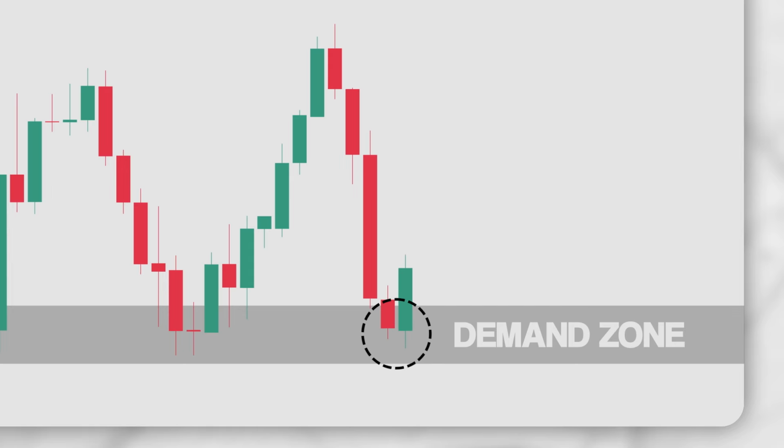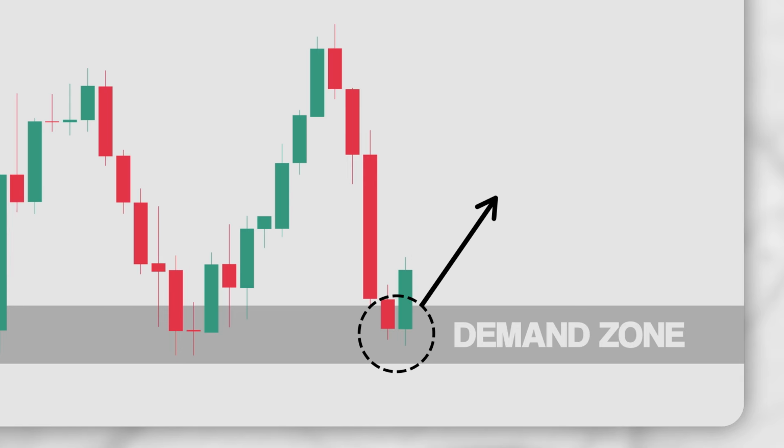Later, we can see price returning to this demand zone once again. This time, it forms a reversal pattern in the form of a bullish engulfing. This tells us that the demand zone is still valid and has not been exhausted. As a result, there is a high probability that price will bounce from this zone again.